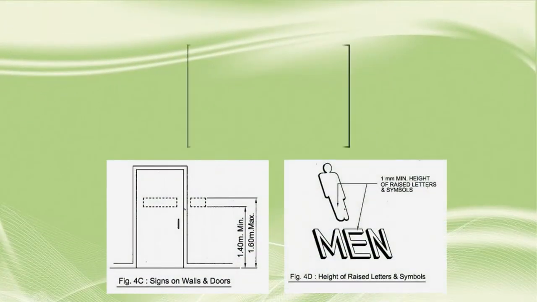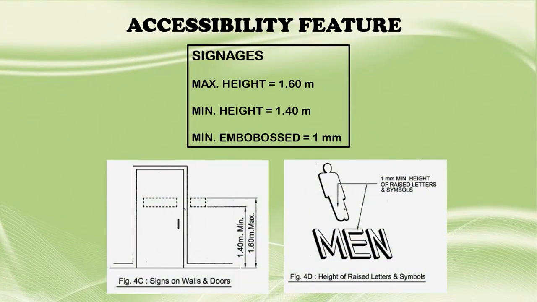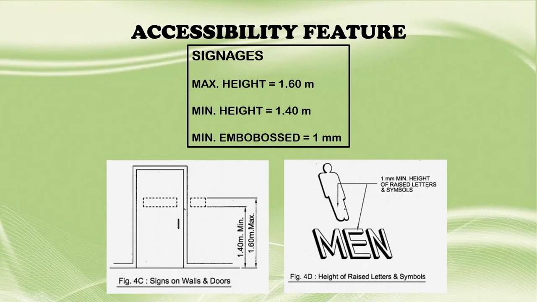Signs on walls and doors should be located at a maximum height of 1.6 meters and a minimum height of 1.40 meters. Signages labeling public rooms and places should have raised symbols, letters, or numbers with a minimum height of 1 mm. Braille symbols should be included in signs indicating public places and safety routes.